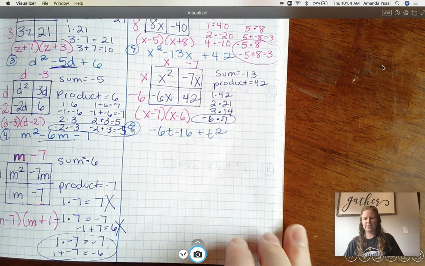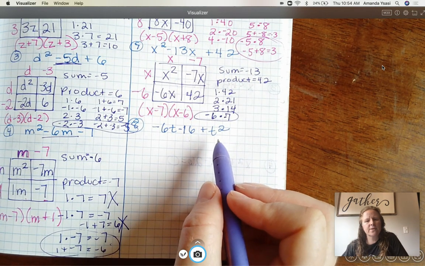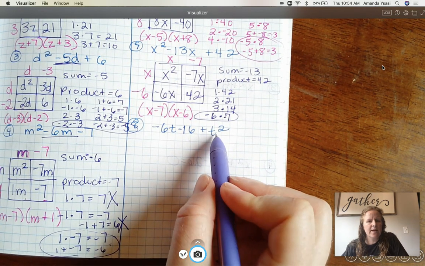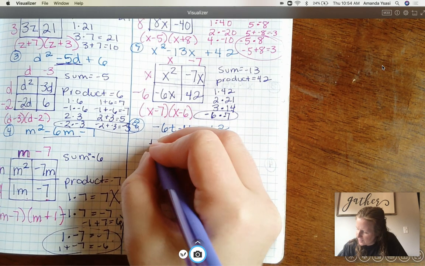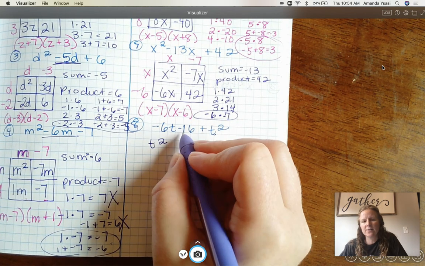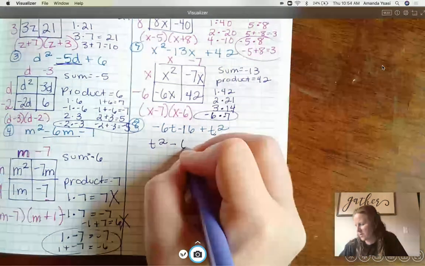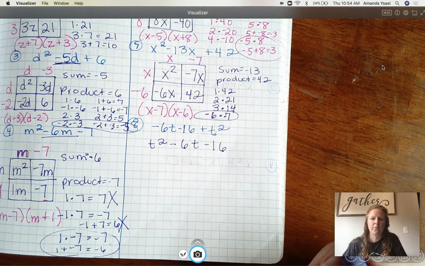Okay, last example. Let's look at this. This one looks different from the rest, and it's because they don't have it in the right order. So we've got to rearrange it. So this will be t squared, and then our middle term has a variable with it to the first power, minus 16. There we go. That looks like what we'd be doing.